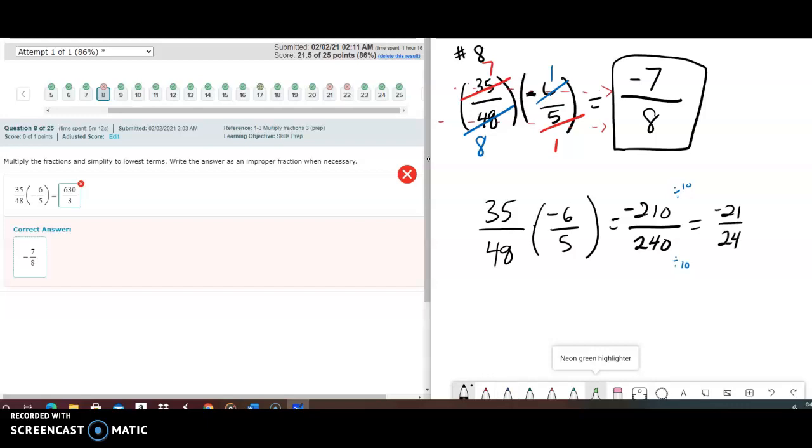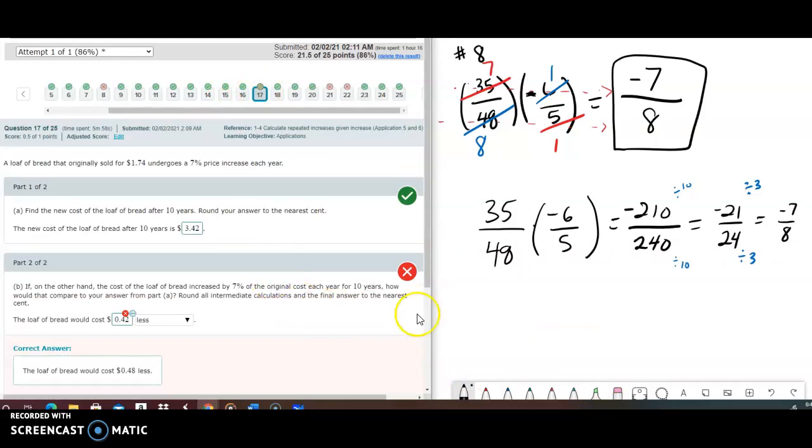I knew they were divisible by 10 because they both ended in a 0. Then I can say, okay, 21 and 24 have a common factor of 3. So dividing out 3 from both of those, I would get negative 7 over 8. Now 7 and 8 don't have any factors in common, so that's where I would stop. So that is how I do number 8.